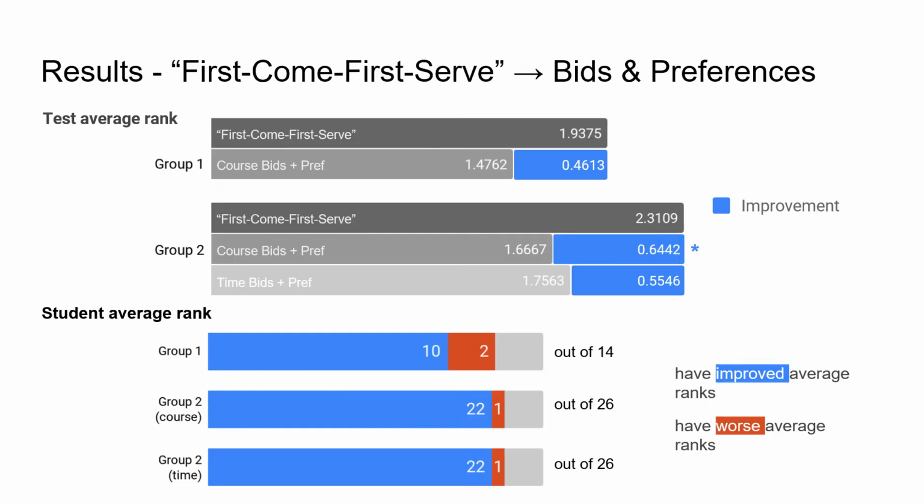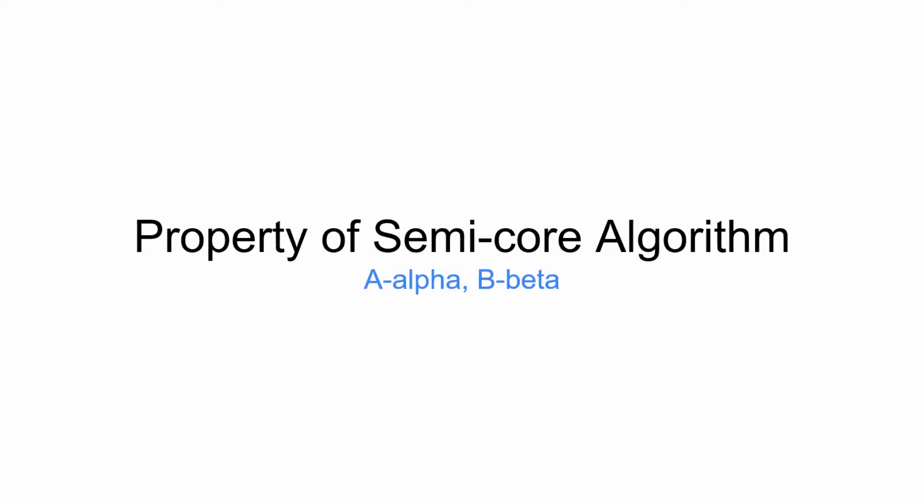Comparing first-come, first-served to bids and preferences, we also saw improvements in test average rank for both groups. Interestingly, we saw that course bids and preferences led to a slightly greater improvement than time bids and preferences. We also saw that using bids and preferences now led to some students having worse outcomes than in the first-come, first-served condition. This is because they may have initially gotten lucky under the first-come, first-served condition. However, we conclude that the benefits outweigh the costs, as more than 71% and 85% of students experience an improvement, compared to 14% and 4% of students who experienced worse outcomes.